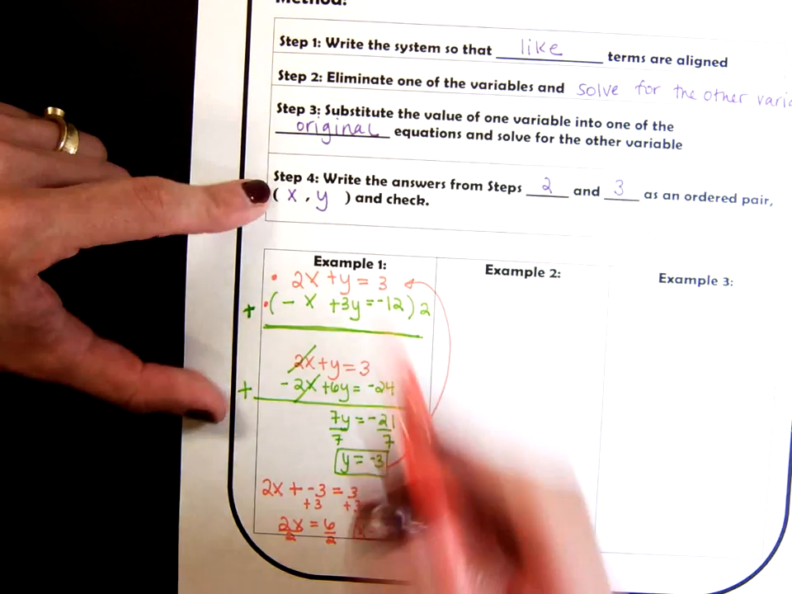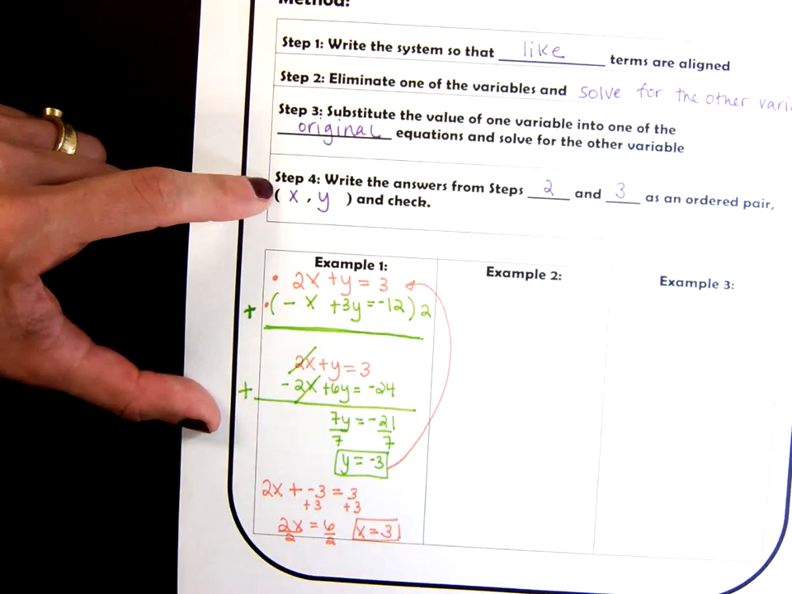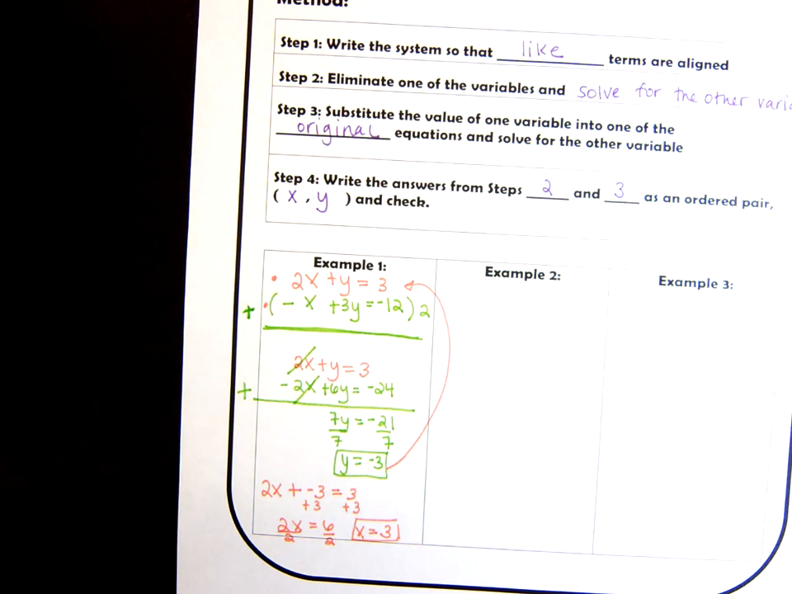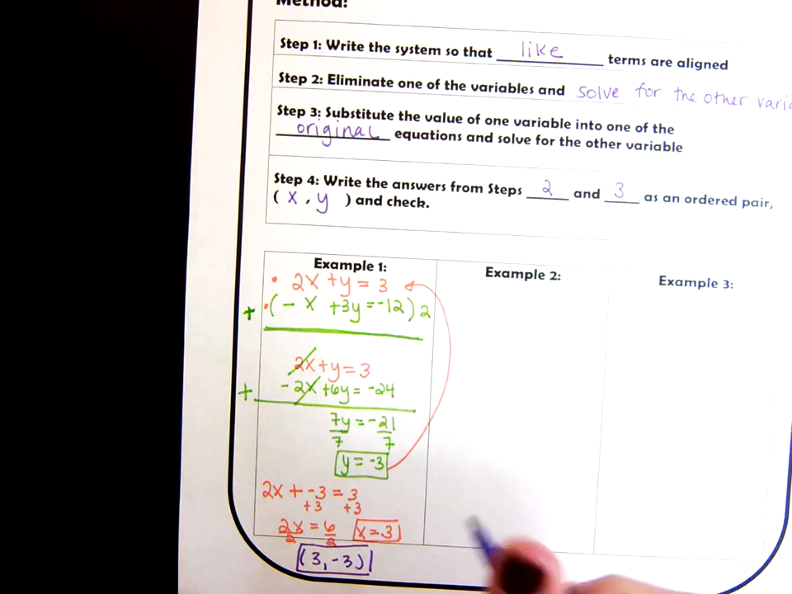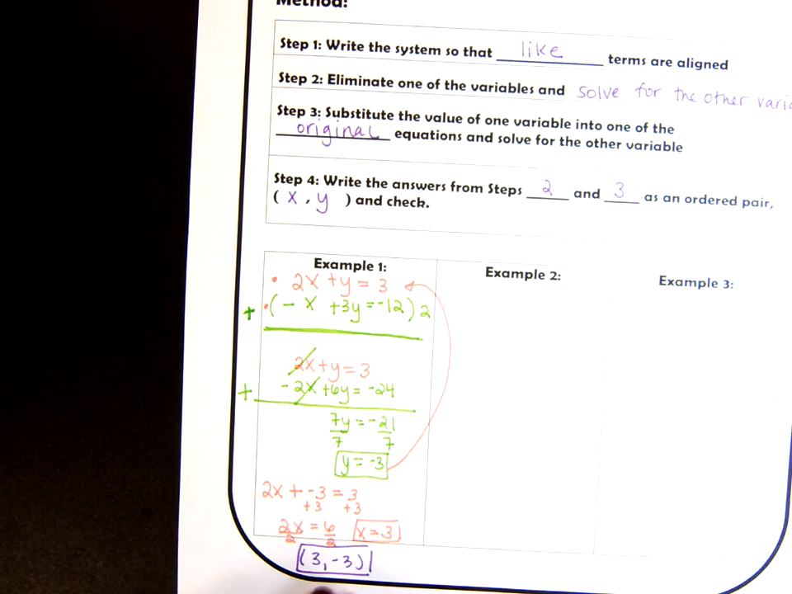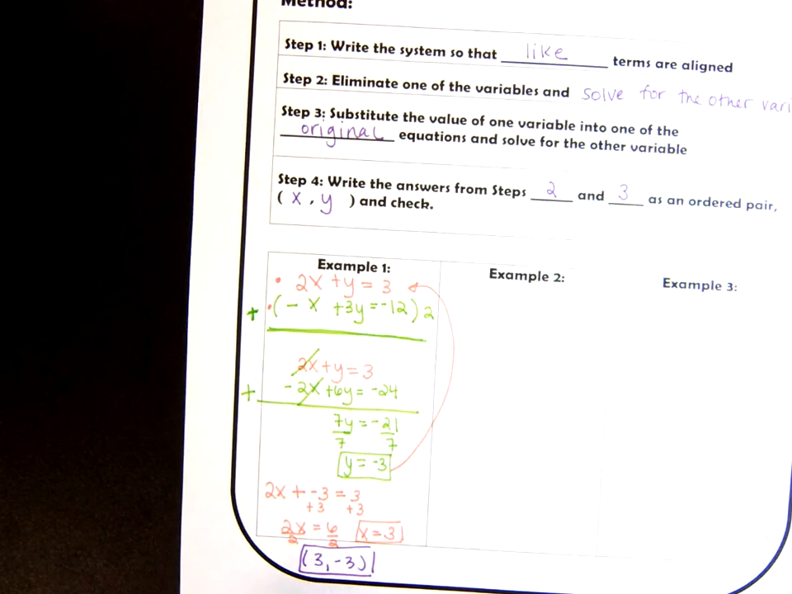Alright, but we're not done yet. Remember, we're going to write our answers as an ordered pair. So our solution will be (3, negative 3). And that means that these two lines intersect at the point (3, negative 3).